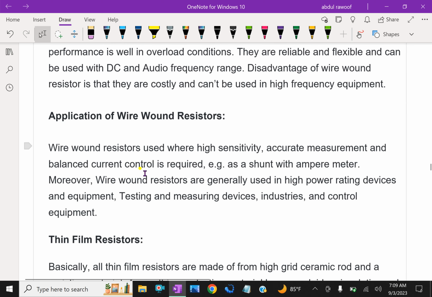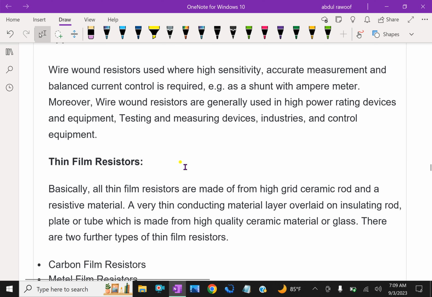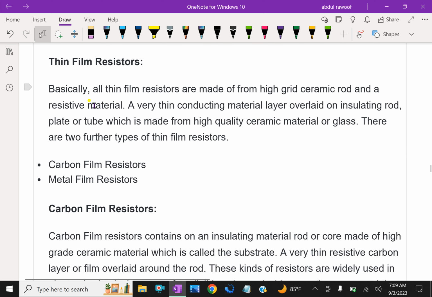Applications: wire-wound resistors are used where high sensitivity, accurate measurements and balanced current control are required. For example, shunts with ammeters, for meters, it is measuring meters. It's useful.